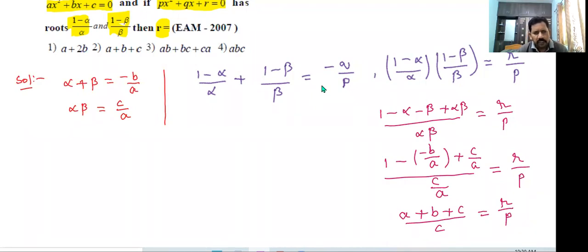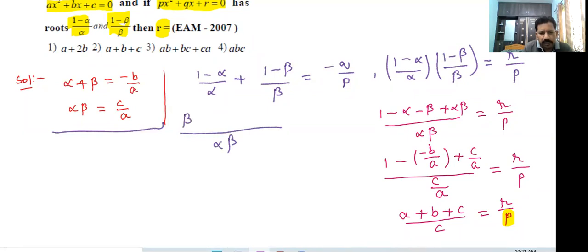See the options, the terms are a, b, c, but here p is extra. We need to eliminate it. How to eliminate? That is the important part. Now go to the sum of the roots. Take the LCM. Alpha beta. Here we get beta minus alpha beta plus alpha minus alpha beta, that is equal to minus q by p.